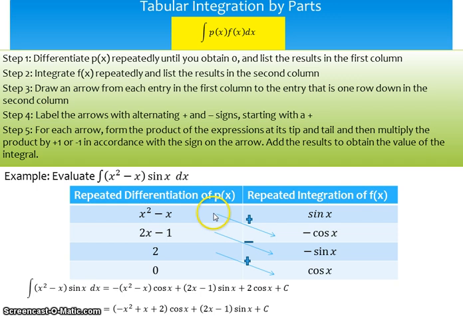I draw an arrow from this first row to one row down the next column, and I put a plus over there. Do the same for the next expression, and these signs keep alternating between plus and minus. After that, you multiply these two terms. So negative cos of x times x squared minus x, whole thing times positive 1, plus 2x minus 1 times negative sine of x, and whole thing multiplied by negative 1, and so forth. And you write all those products as sums. That will give you the final integral.